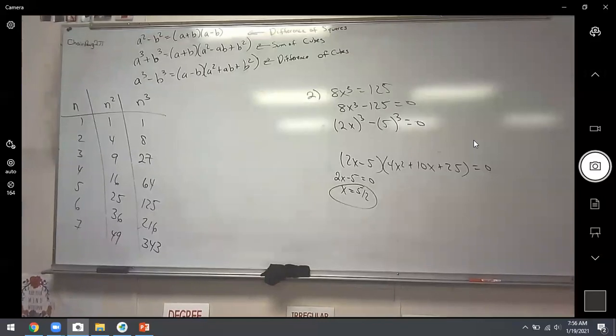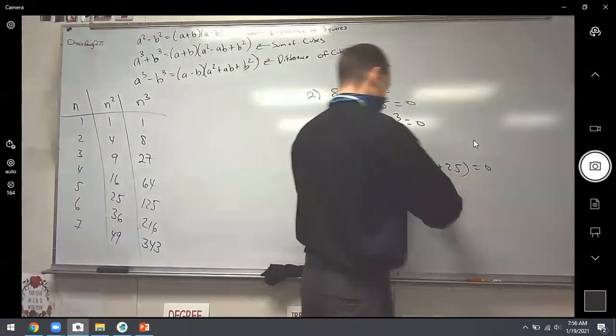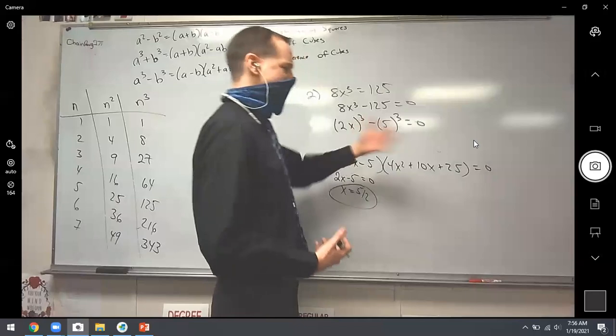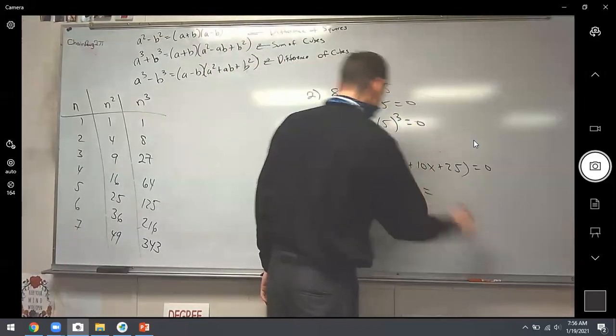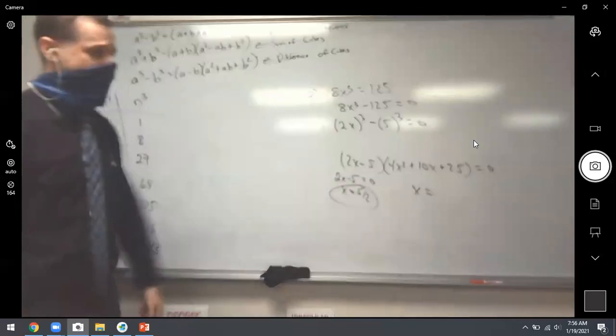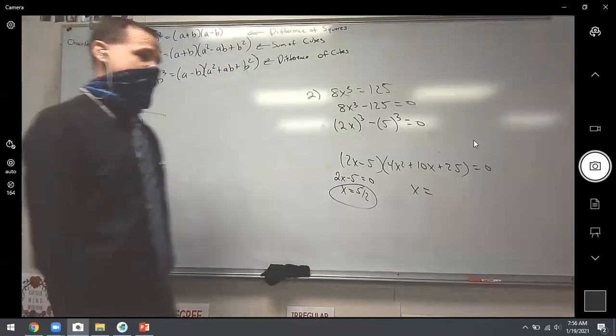The other one's weird looking. I don't know, 4x squared plus 10x plus 25. I could attempt to factor it. Maybe it factors into a 2x and a 2x, something like that. But there's something we have to avoid factoring. If it's too complicated and it's just ugly, just do the quadratic formula. It's a quadratic. Try to figure out when it's equal to 0. That's exactly what the quadratic formula is for. So I'm going to save myself a step and just do it.